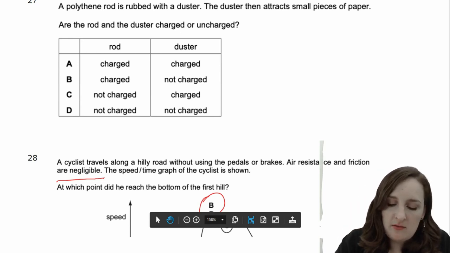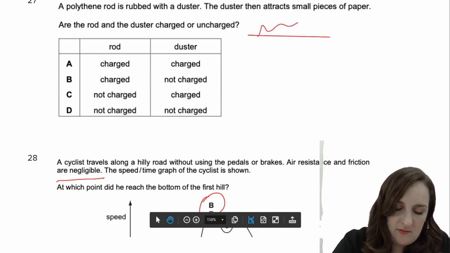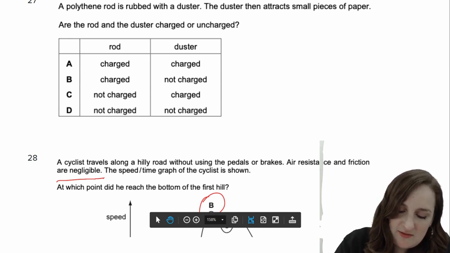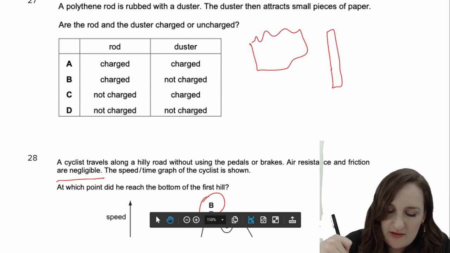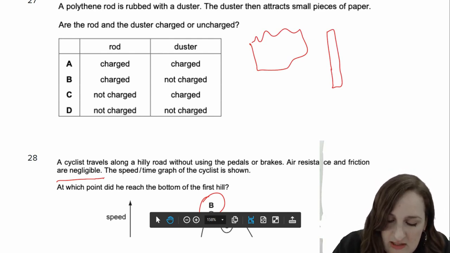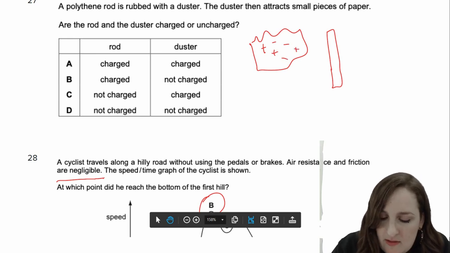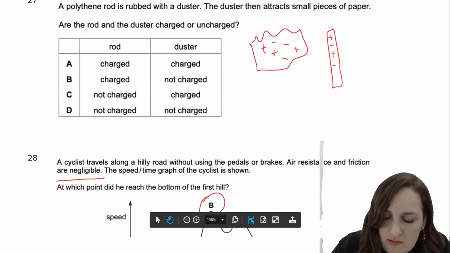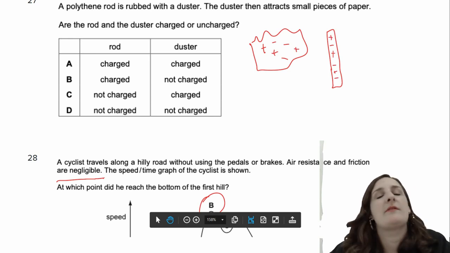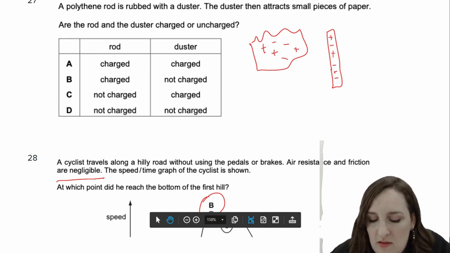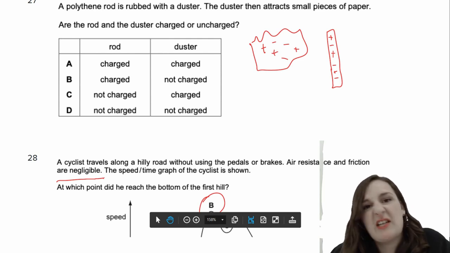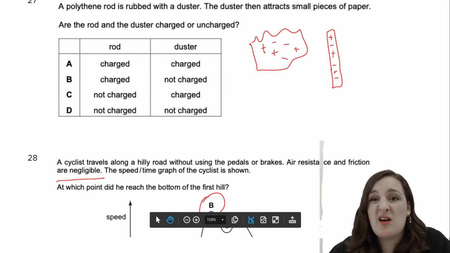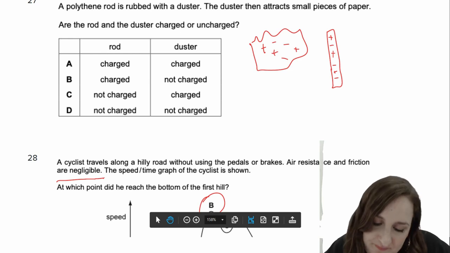So, I'm going to draw, once I get rid of my lines, I'm going to draw my duster and my polythene rod. Now, initially, before I rub them, I'm going to have an equal distribution of positive and negative. So I've got neutral objects. Think logically, things around you aren't shocking you all the time. So normally things are neutral.